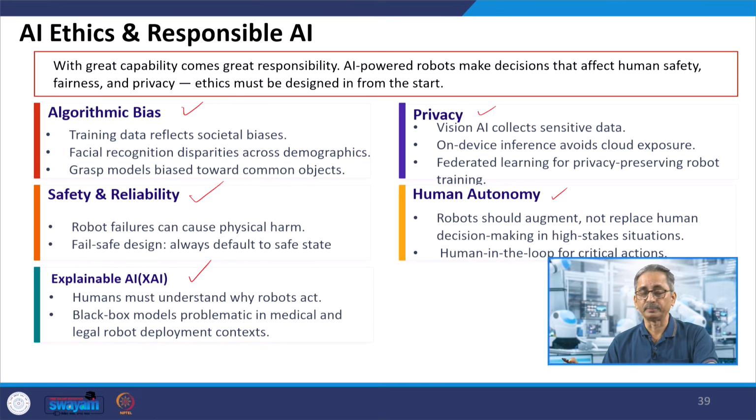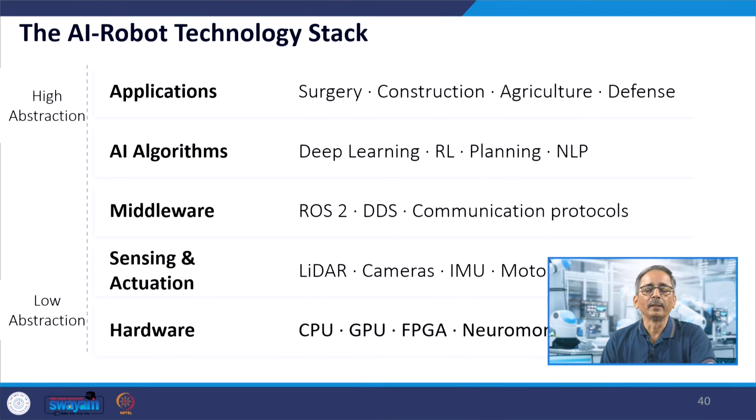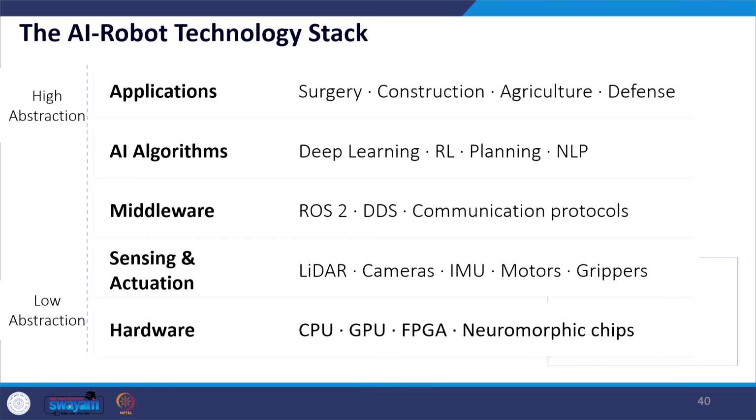Okay. So, the AI robot technology stack, if we look at what all we have. We have basically the AI algorithm, then the middleware, say like ROS, then we have sensing and actuation, and the hardware, and then all these things are applicable for various types of applications: surgery, construction, agriculture, defense and so on.